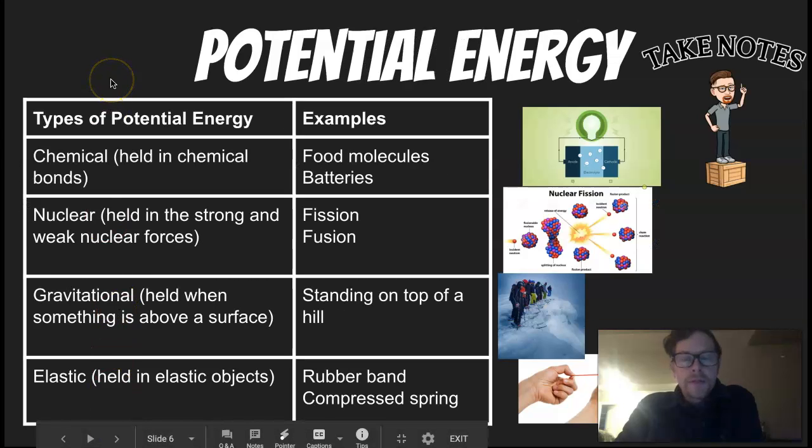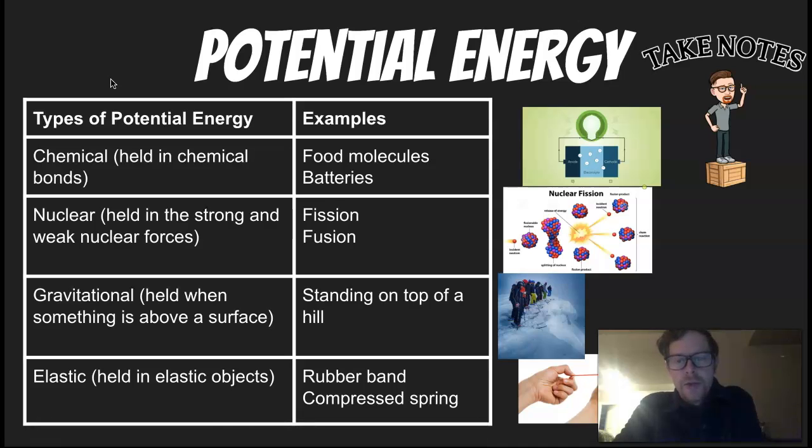So here are some types of potential energy. You don't necessarily need to memorize these types, but you should write them down in your notes and be able to distinguish whether it's potential or kinetic energy. So here are 4 types. There are more than this, but these are 4 common types of potential energy, common ways that energy is stored. One is chemical potential energy, and that's energy that's actually held in the bonds within molecules.